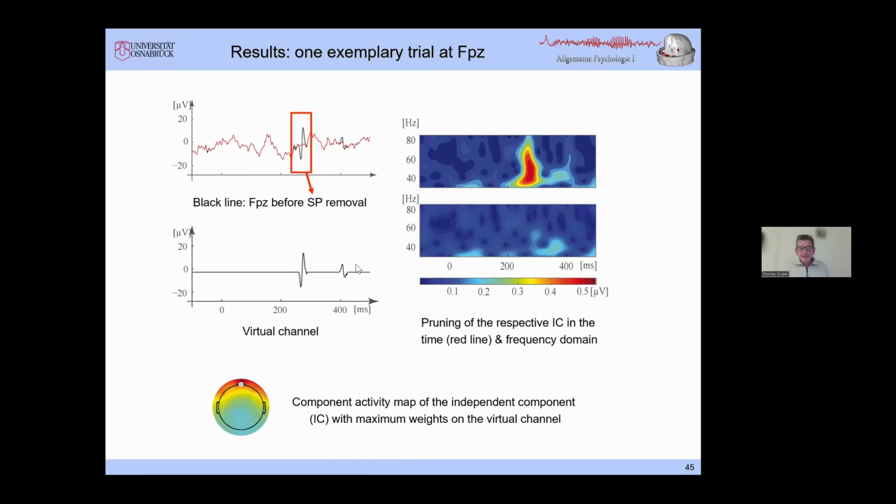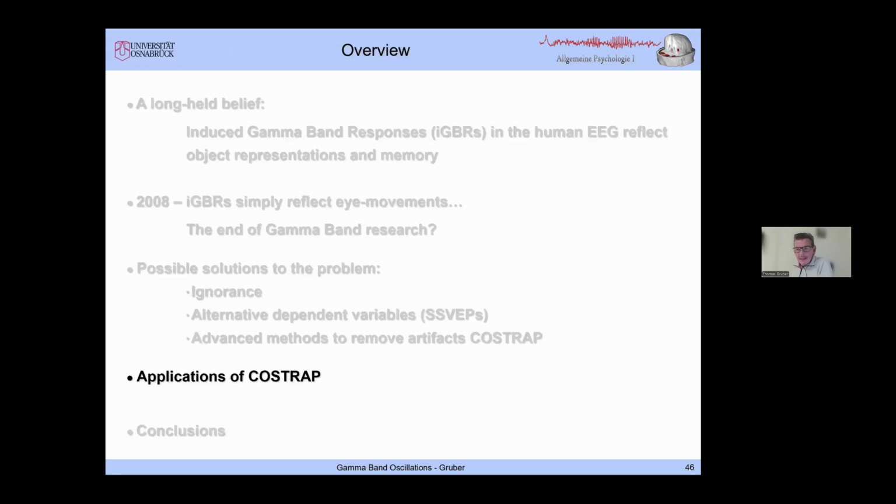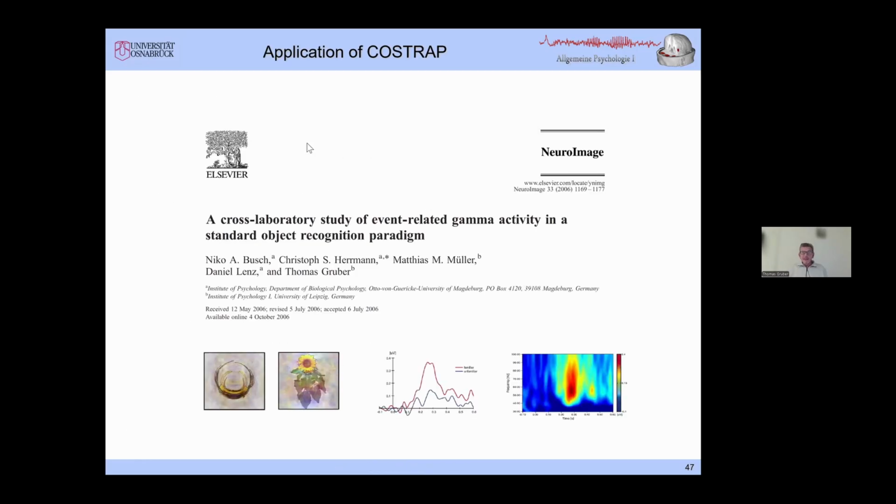So now, I skipped this slide. I just show you at the end here one application of this co-strap algorithm. I want to show you one study in which it worked, obviously. You remember this study, the familiar and unfamiliar picture, which we have published in 2006, and we found higher gamma band responses for familiar as opposed to unfamiliar pictures. And we found this gamma band candle here, which most probably is not gamma band oscillations, but as we know now, just microsaccades. So we replicated this study. So let's try this one again, we thought.